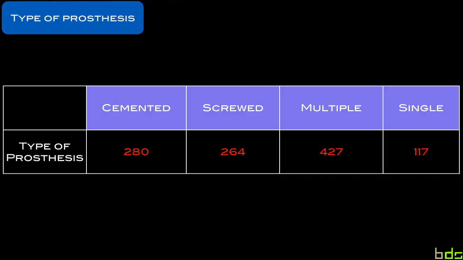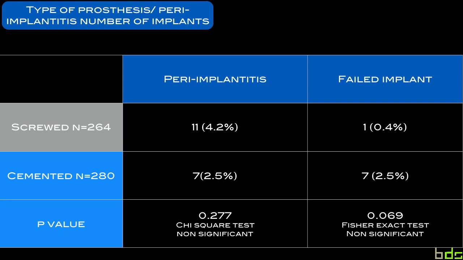Also, we looked into the type of prosthesis. Was it cemented, screwed, or is it multiple or single? We found that there was no big difference between a screw retained or a cement retained prosthesis. Now it's important to note that all the cement retained prostheses were done by specialized prosthodontists, and they made sure that there was no excess cement under the gum, which is the number one cause of early peri-implant bone loss when it comes to cement retained prostheses. Screw retained versus cement retained didn't make a big difference in our study.